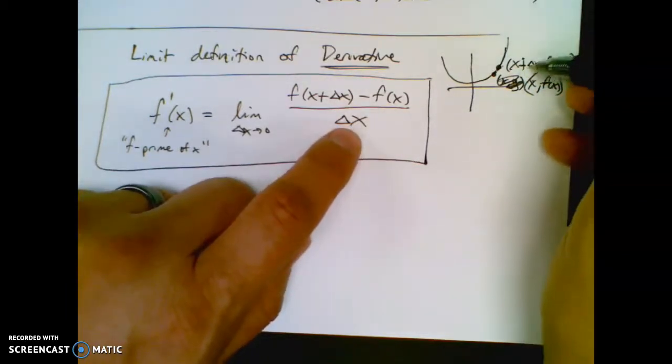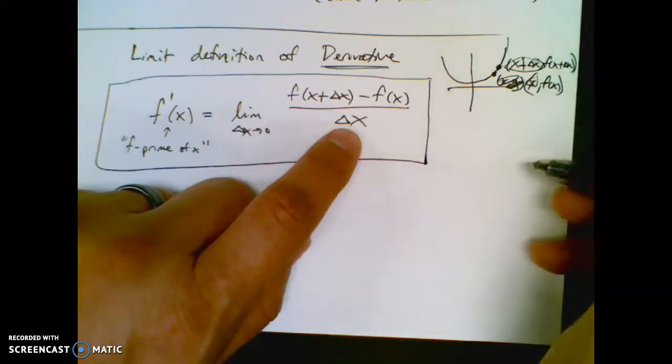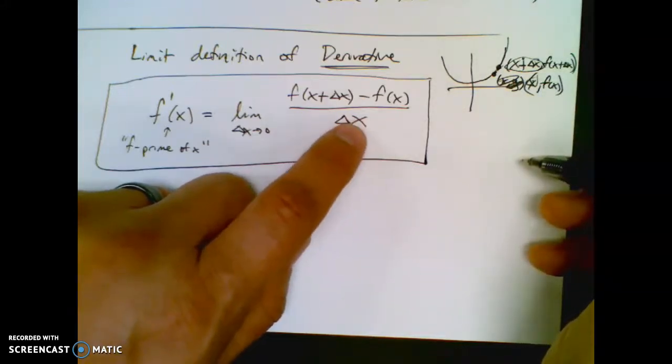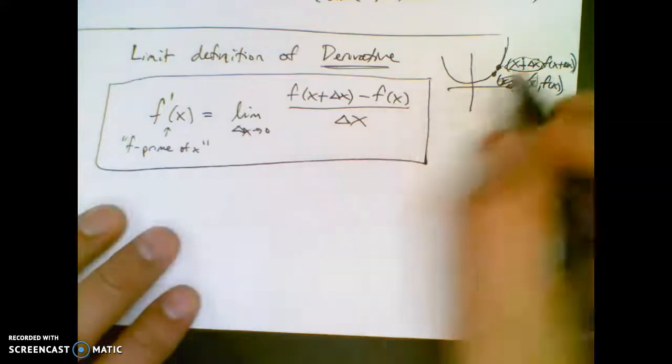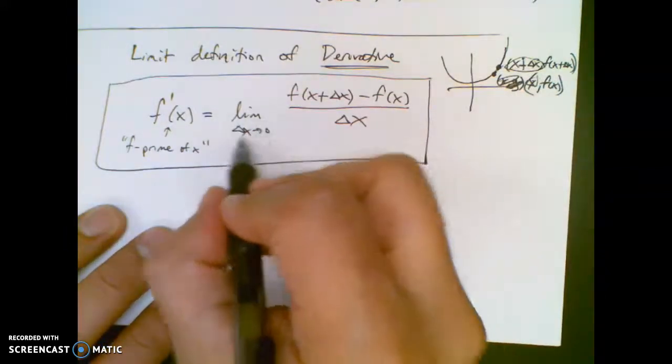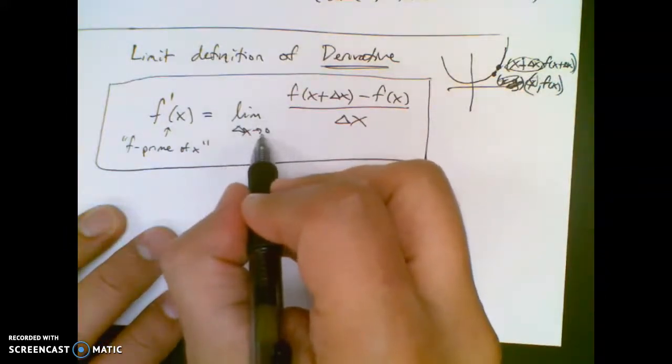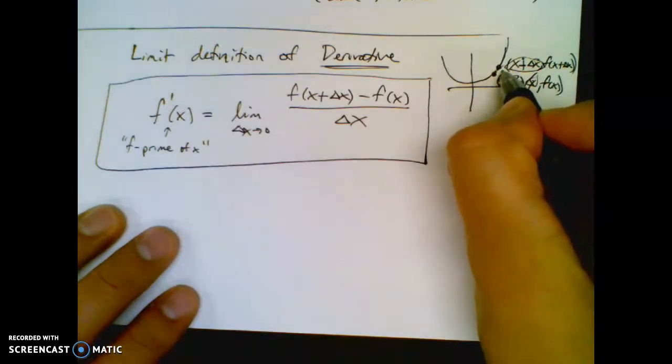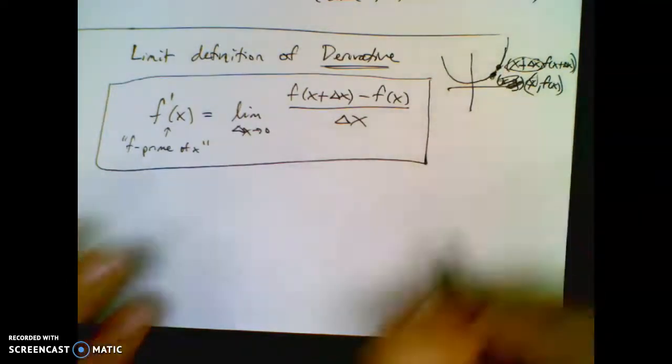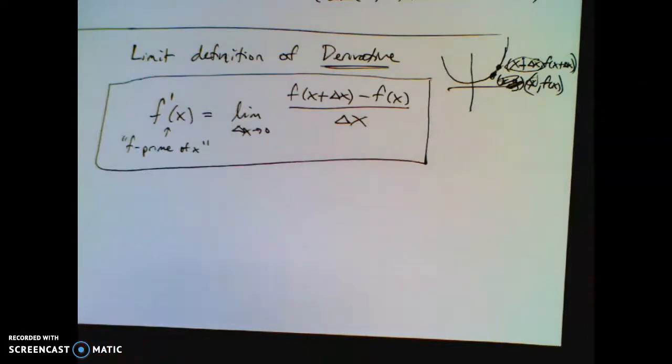What do you get when you take x plus delta x minus an x? You get just delta x. So it really is slope. But if I take that delta x to 0, it means my points aren't even that far away. They squeeze, squeeze, squeeze until they're a single point. And that's what a derivative is.